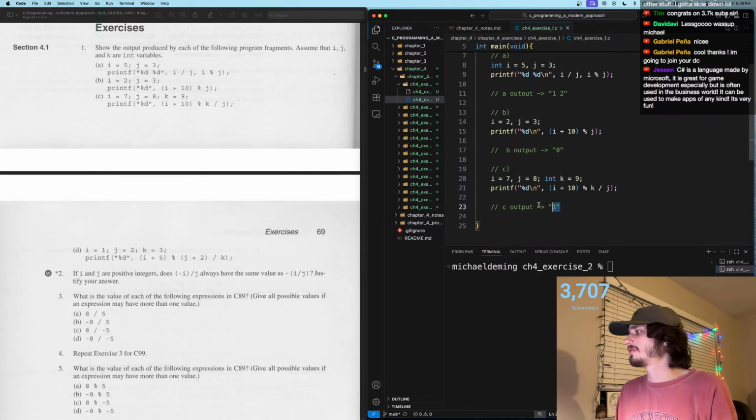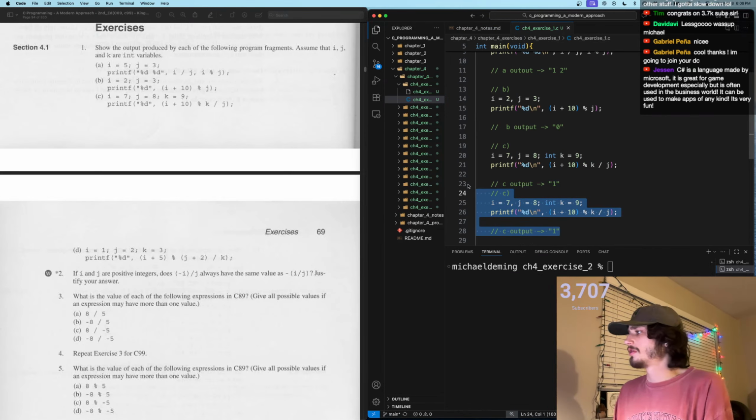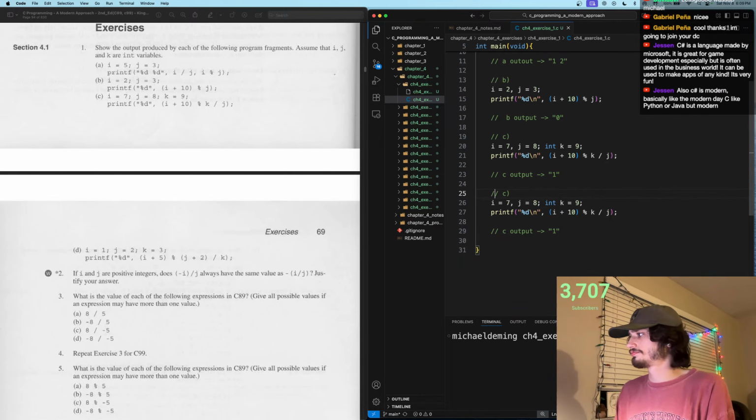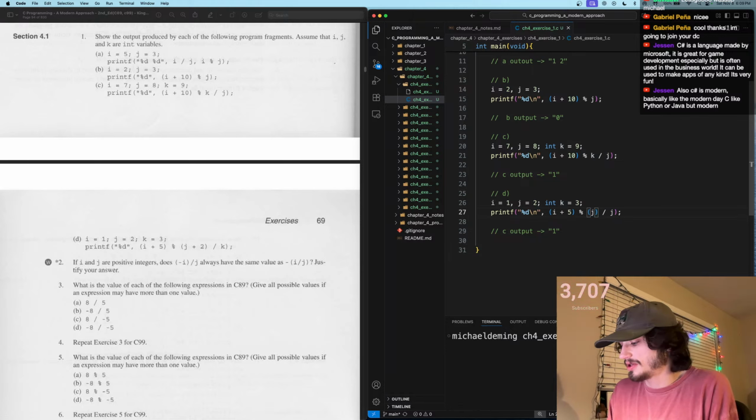Let's go ahead and throw this on real quick. So this one's going to be D. And this has I is 1, J is 2, and K is 3. And we go printf on the D, 1 plus I plus 5, modulo by (J plus 2), in parentheses, right? And then divided by K.